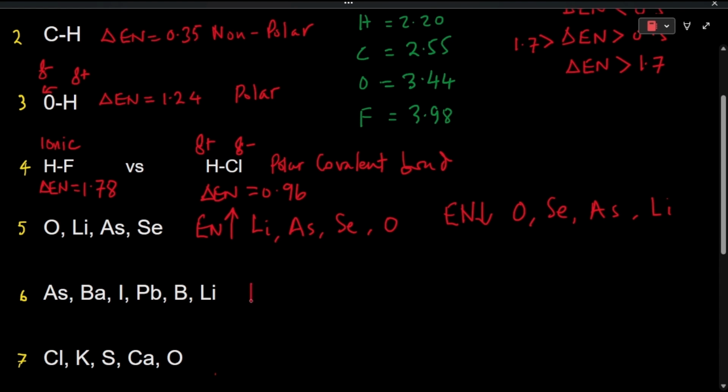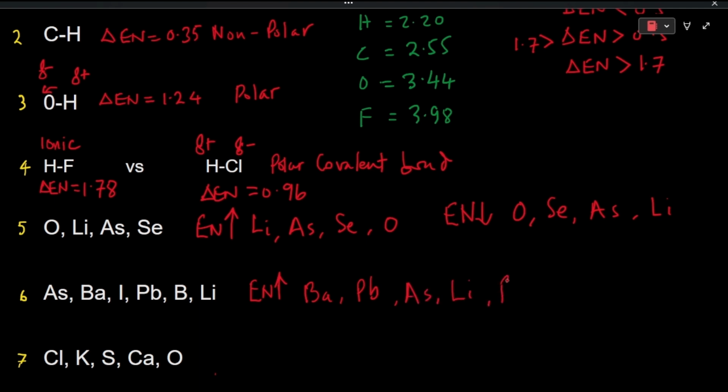So I'm going to put the order of increasing electronegativity value as barium, lead, arsenic, lithium, boron, and iodine. Now, if we were asked to put them in order of decreasing electronegativity value, then the opposite order would have been the case.